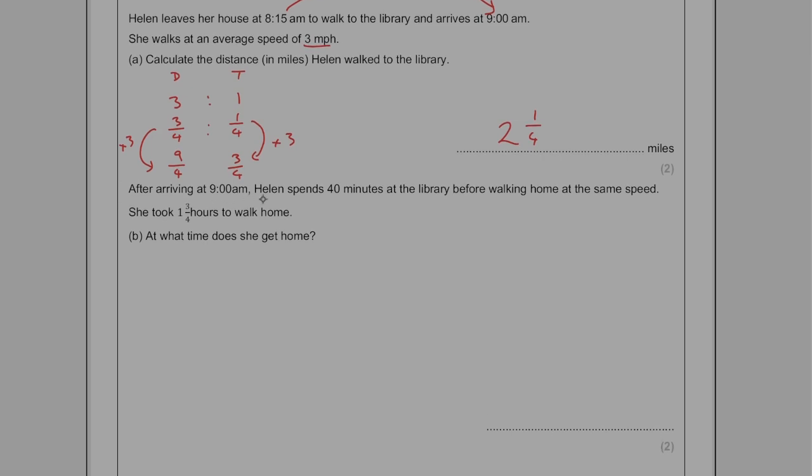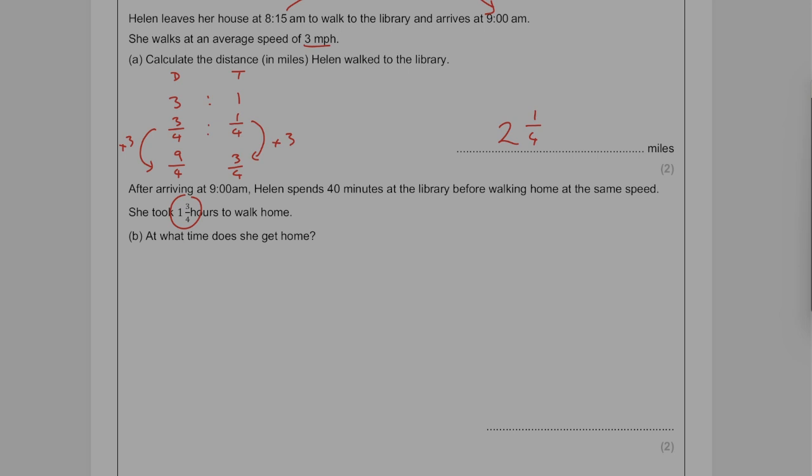After arriving at 9 a.m., Helen spends 40 minutes at the library before walking home at the same speed. She took an hour and 3/4 hours to walk home. At what time does she get home? Right. So we want to find out how long it's going to take her to get home.